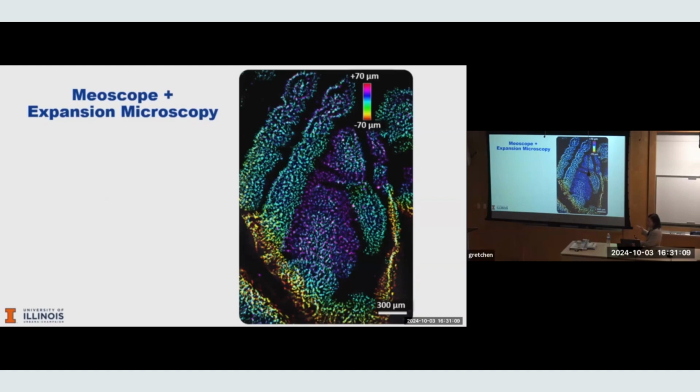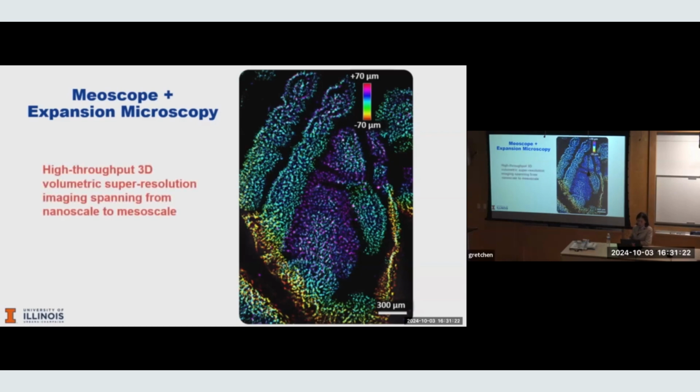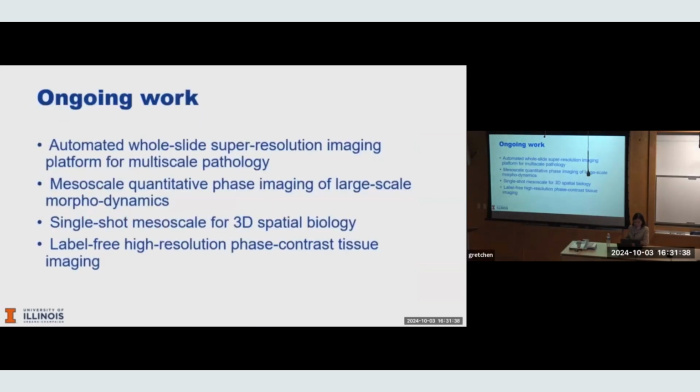It's a really nice platform, because when you physically expand the sample, getting so large, it's much harder to image using a conventional microscope. But with the mesoscope, you can image a large area in a short period of time. So our ultimate goal is to do this high throughput 3D volumetric super resolution. So you can get really multi-scale, from nanoscale, because this is super resolution, all the way up to mesoscale.